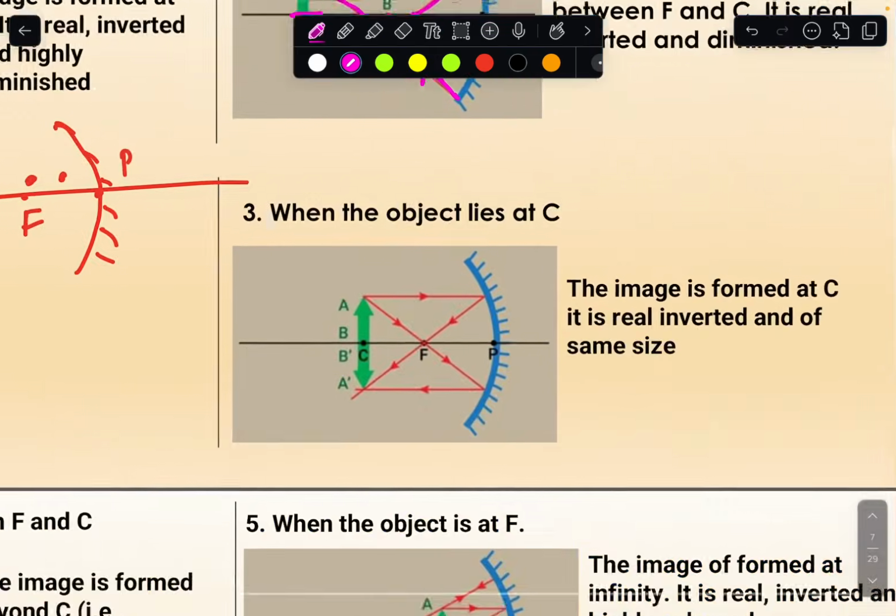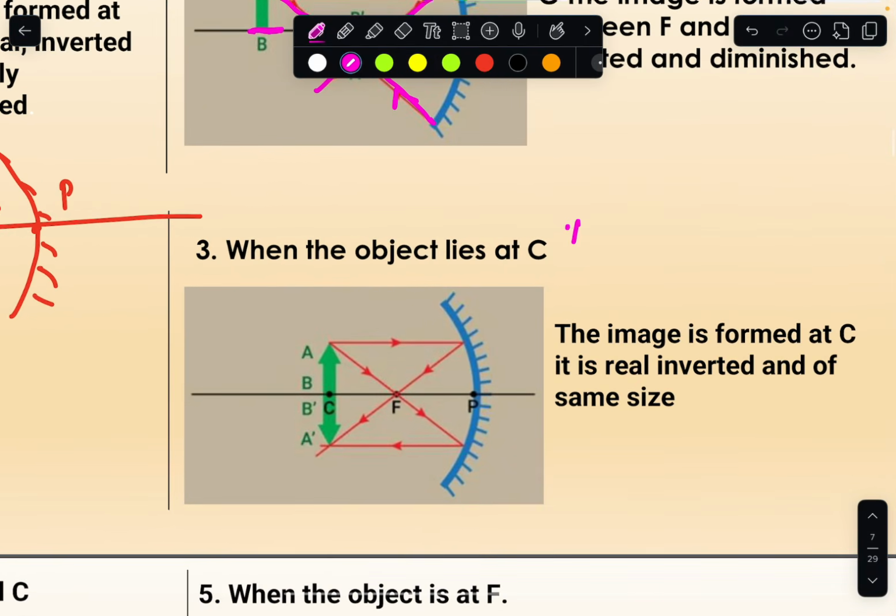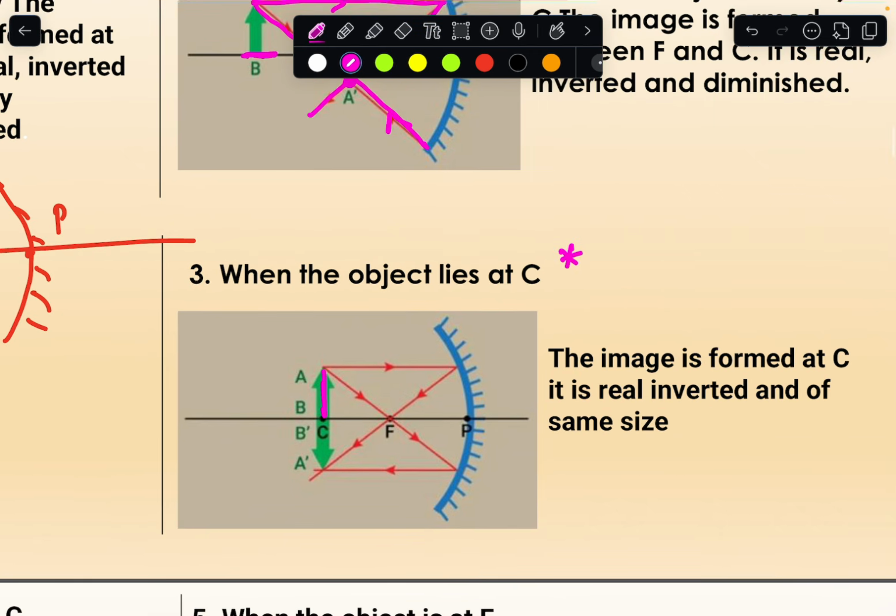The third case is an important one. Why is this important? Because this is the case where the object and image distance is minimum. How? Object at C. Again 2 rules. Rule number 1 I am using: whenever a ray comes parallel to the principal axis, it is going to pass through the focus. Rule number 2 I am using: when it comes through the focus, it becomes parallel to the principal axis. So their intersection will happen just below C. So we'll get the same size. Real image, inverted image, location is at C. You can see the image formed at C, real, inverted and of the same size.